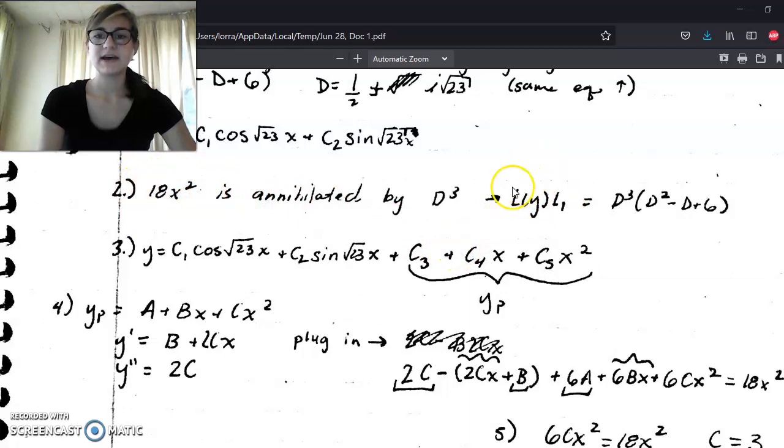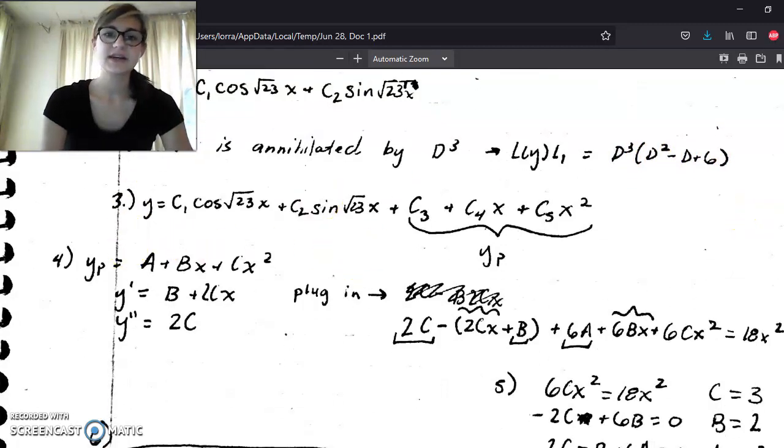So then you multiply both of these together to get d cubed times the quantity of d squared minus d plus 6. And then you can write your equation all together. So this is what we're going to be looking at, c3 plus c4 of x plus c5x squared. And this is because at this point m is equal to 0 because you're looking just at d cubed. And so when you plug in 0 to the formula, you get e to the 0x, which is equal to 1. So I just simplified it all down to c3 plus c4x plus c5x squared.